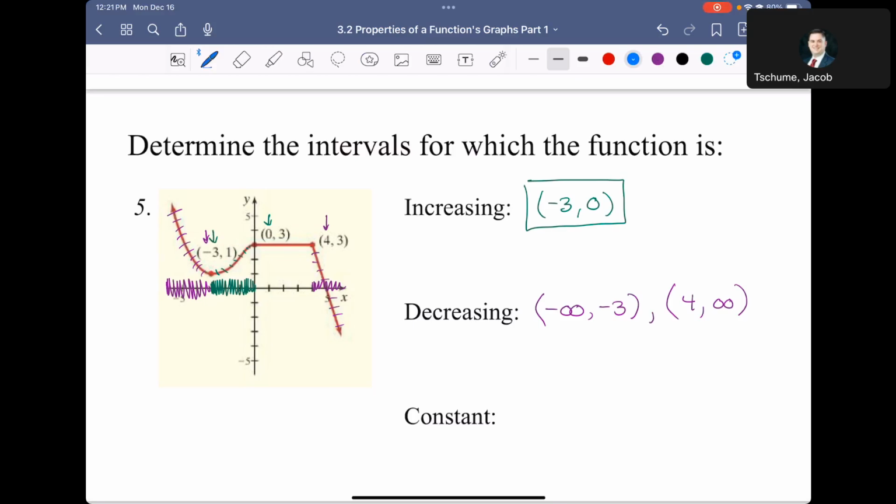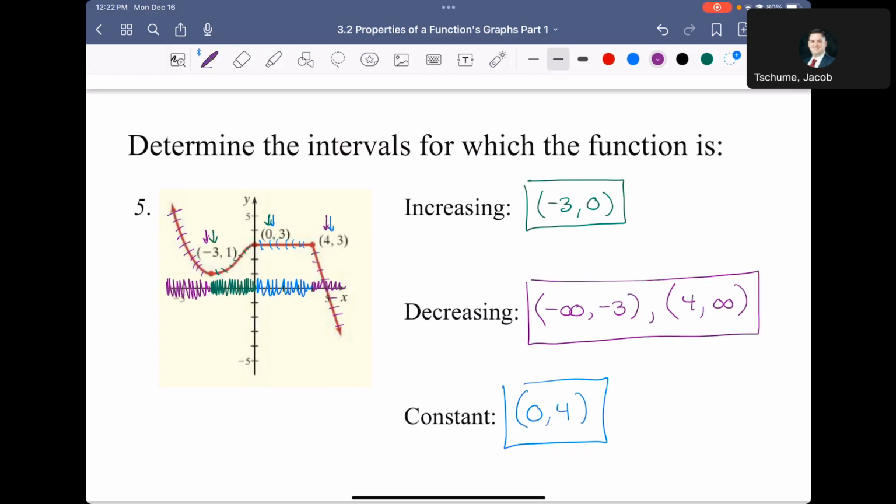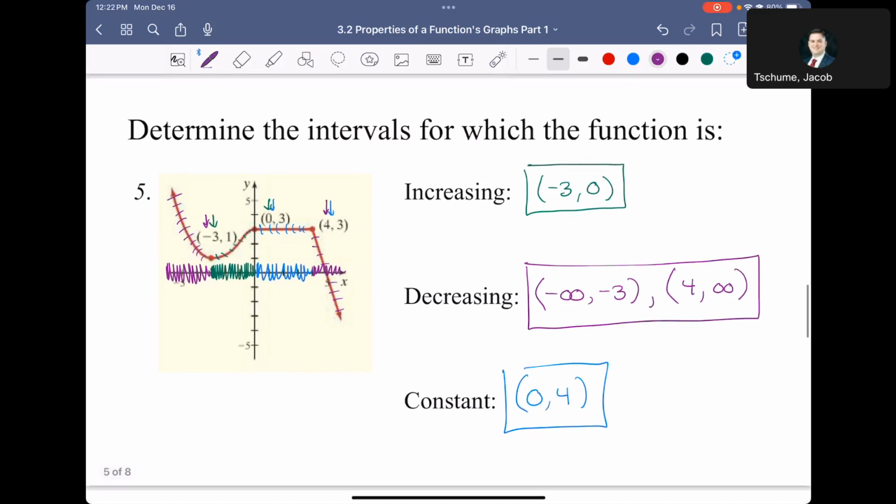And finally, it asks where is it constant? So you're looking for where on the graph is it straight across. So here in this middle section, starting here to here, your graph is not going up or down, it's flat. So that would be our interval of constant. This interval of constant starts at 0 and it stops here at 4, with once again us using parentheses as our only notation.